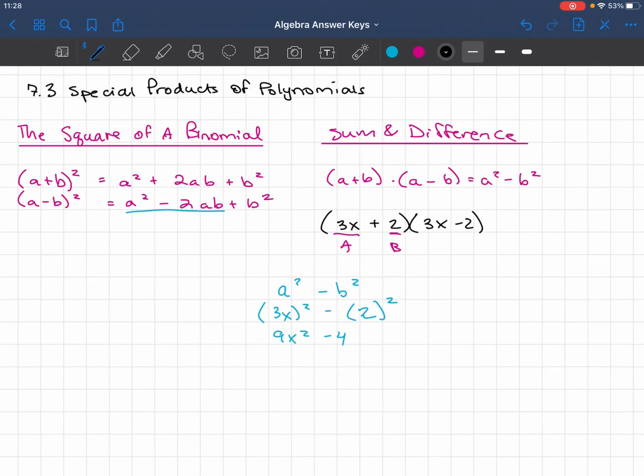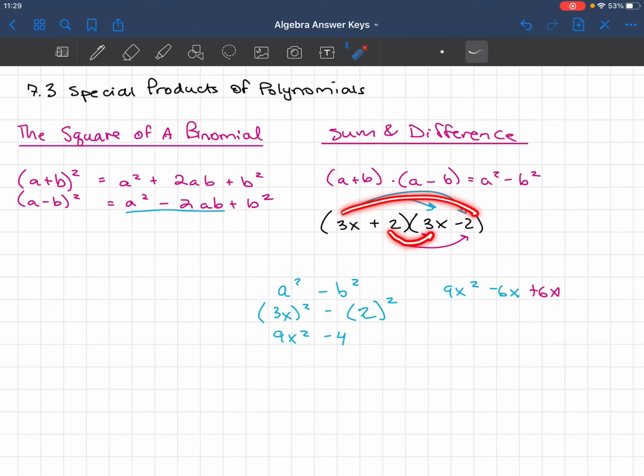So let's say I wanted to do it the long way. If I wanted to multiply this out, I'd have to distribute again, and I would get 9x squared minus 6x plus 6x. So you can see here that this term and this term will cancel each other out, and that's why it goes away and it's not in this final result over here, all minus 4. So yeah, these are just some shortcuts that you can use in the future.